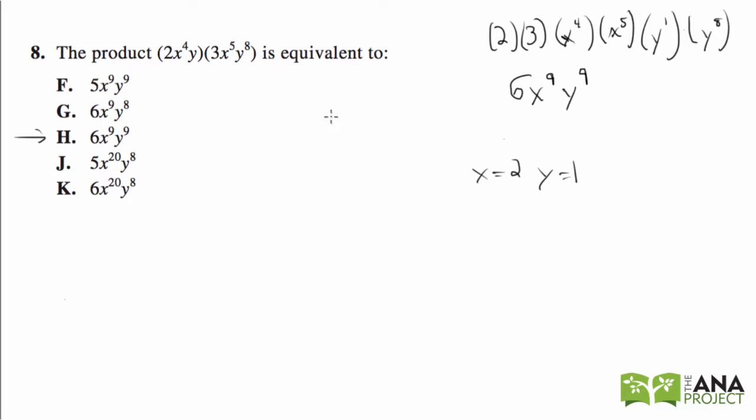So this would be 2 times, and if x equals 2, that's 2 to the 4th, times 1, because y equals 1. Then it would be 3x to the 5th, so that would be 3 times 2 to the 5th times 1 to the 8th. Which, 1 to any power is 1.